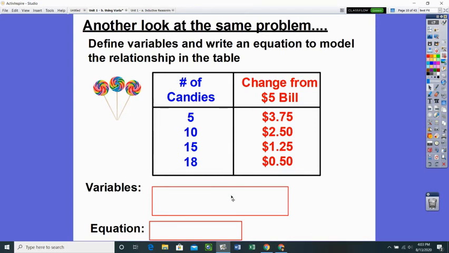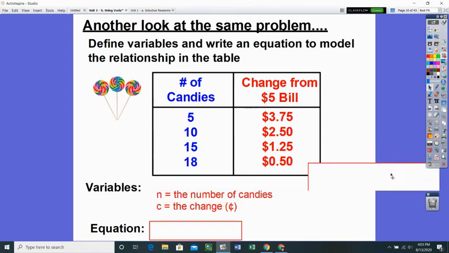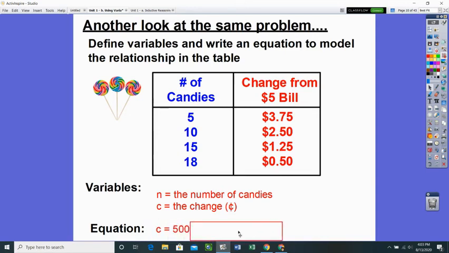It is, but I want to show you how it can change depending on how you define your variables. So I'm going to define my variables. Well, that looks the same, but no, it doesn't. Look what changed. So having the unit in there is important because now I'm not talking about dollars. I'm talking about cents. So when I go to write my equation, it's not going to be $5. It's going to be 500 cents.